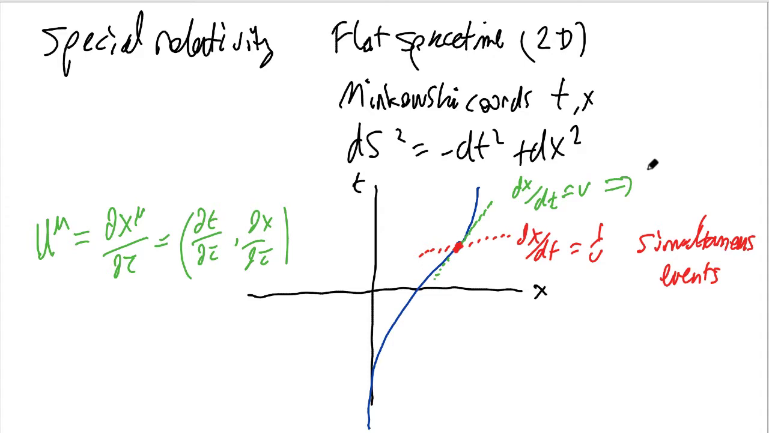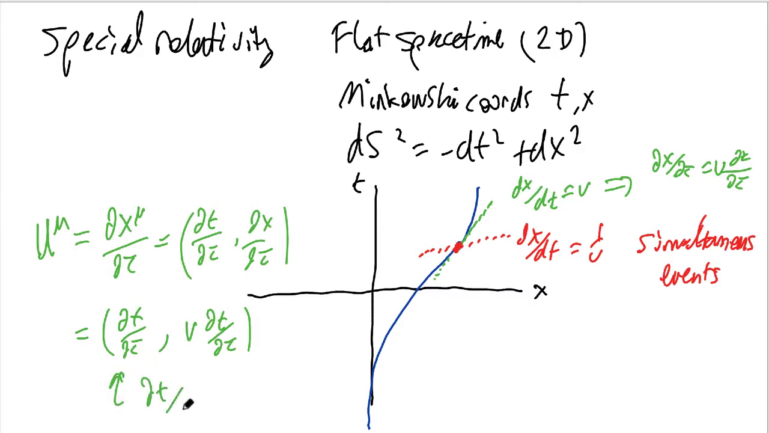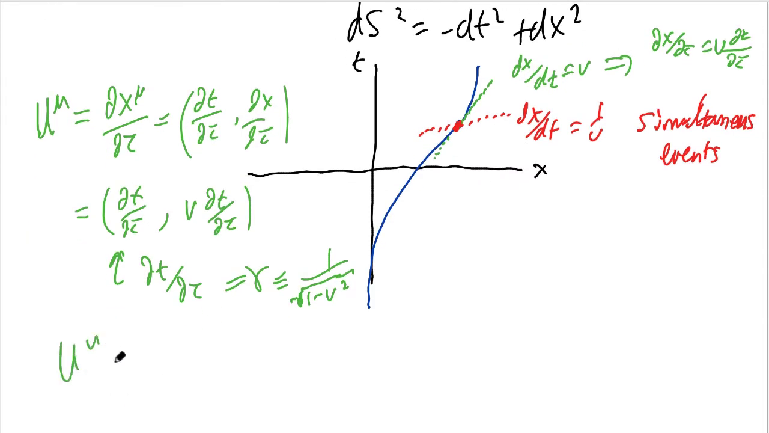But this is telling us that ∂x/∂τ is equal to v times ∂t/∂τ. So we can write this as (∂t/∂τ, v ∂t/∂τ). This factor is actually the relativistic gamma factor, gamma, which is defined to be 1 over the square root of 1 minus v squared. And so our forward velocity for this observer at that point is (gamma, gamma v).